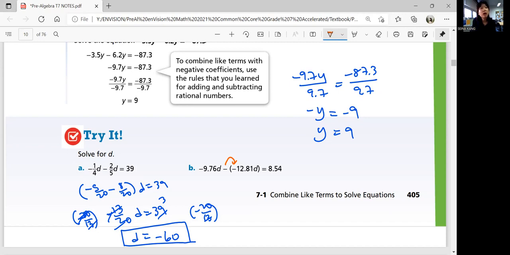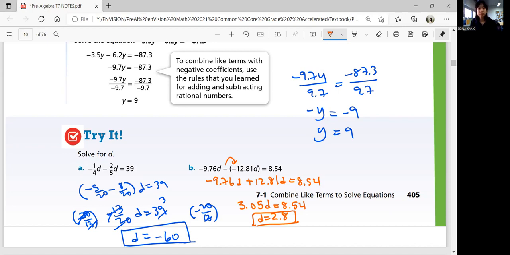So that means you have negative 9.76D plus 12.81D because you cancel out the negatives, okay? And then you can add the like terms. 12.81 minus 9.76 is 3.05D. That's equal to 8.54. So 8.54 divided by 3.05 is equal to 2.8. So D here is 2.8.